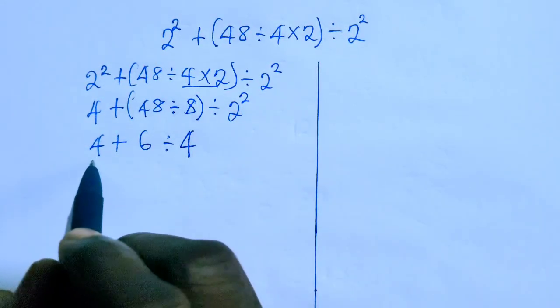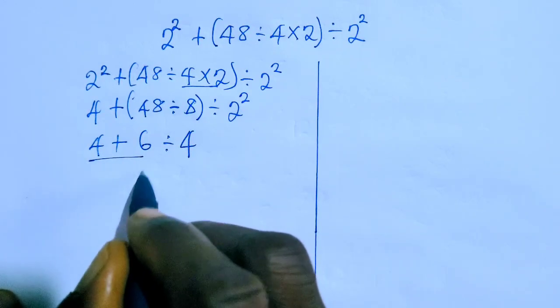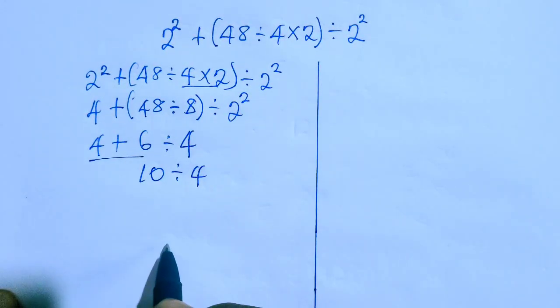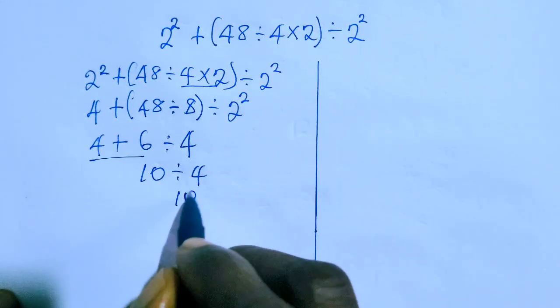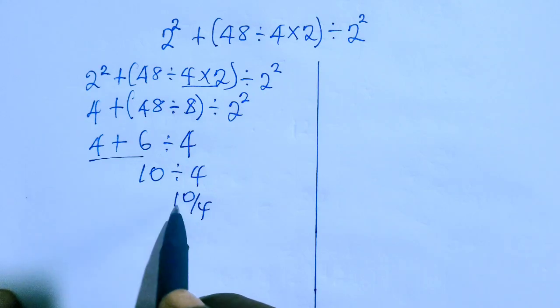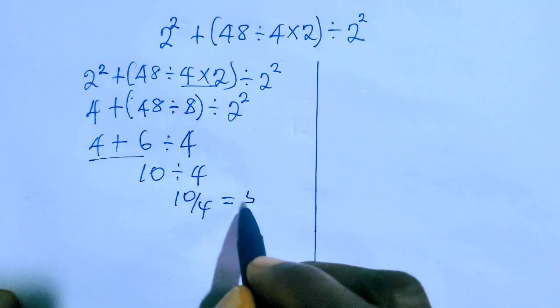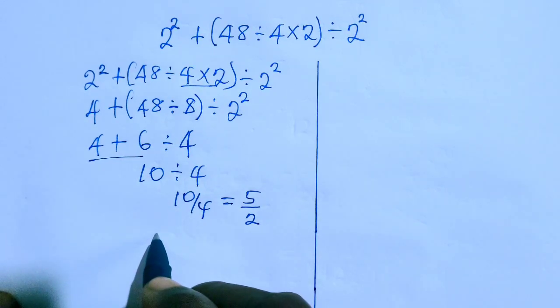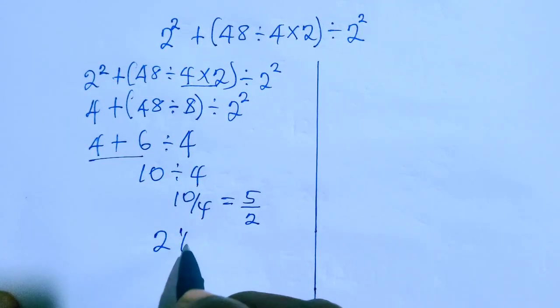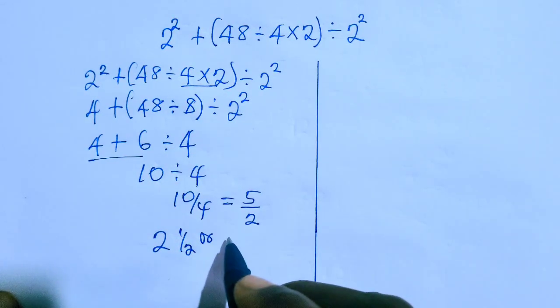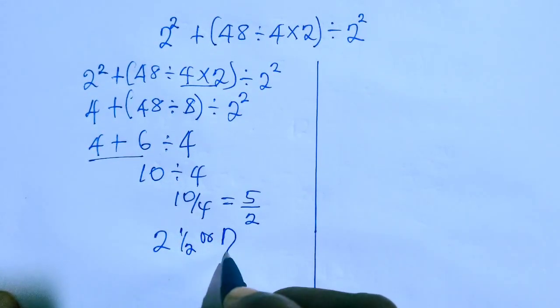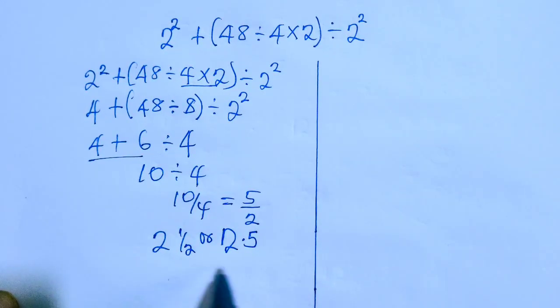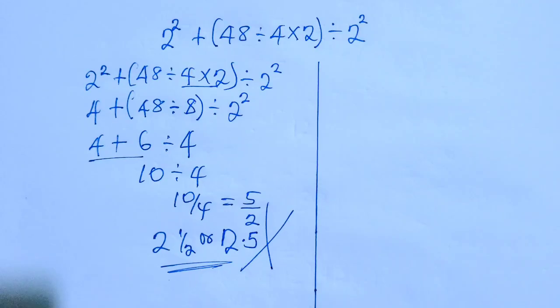Now right here we consider addition first: 4 plus 6 gives 10, divided by 4. This can also be expressed as 10 over 4. Then they reduce this by 2, the numerator and denominator, and this equals 5 over 2 in improper fractions. In mixed fraction, they have 2 and 1 over 2, or in decimal, 2.5. But this answer is wrong. Therefore, this first approach is completely wrong.